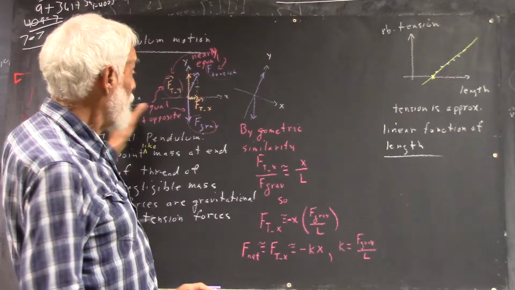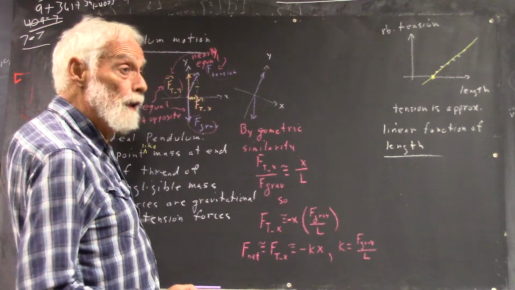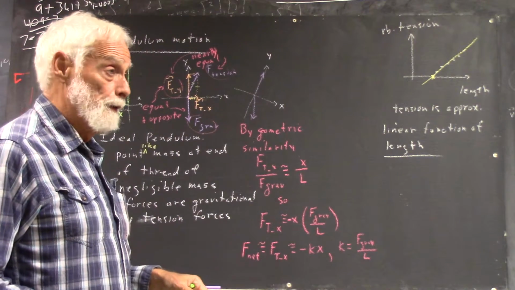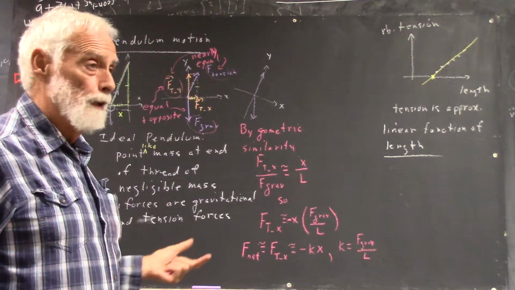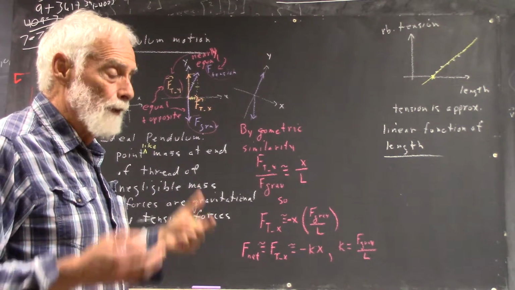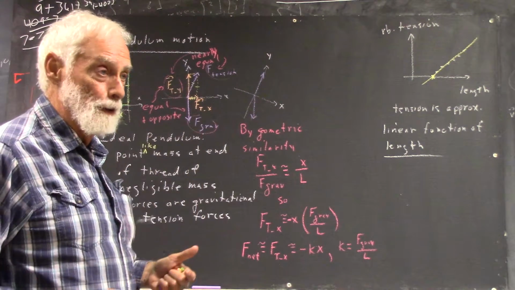So I want you to understand this argument. I want you to understand this picture and how we put the similar triangles together. It's all very intuitive. You teach similar triangles to 12-year-olds. Their brains are developed enough to understand that.